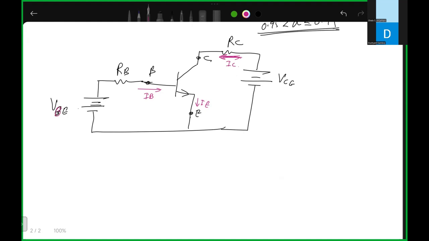Input current and input voltage. Can you tell me the input? The input is VB and the output is VCE. Very good. So VB is the input voltage, and the input current is IB, input current.